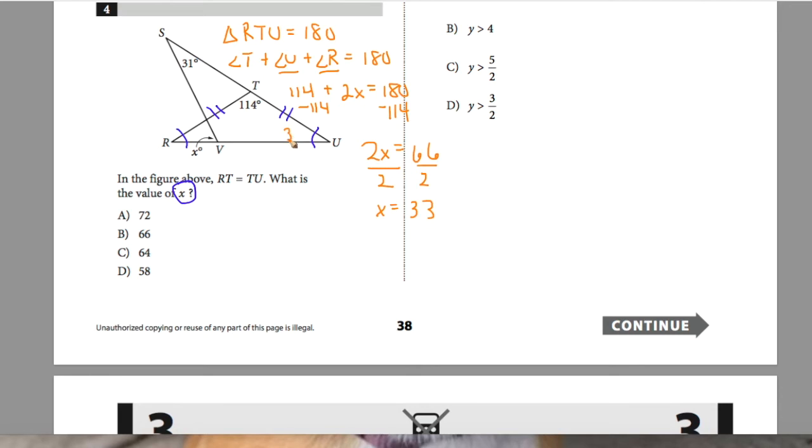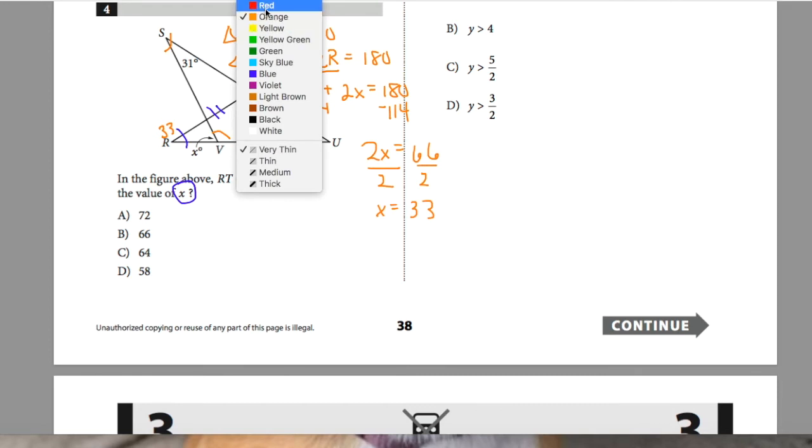So the angle for U is 33, and the angle for R is 33. Now, let's think back. Why did I end up doing this? What was the intention? Well, that's because now I can solve for S, V, and U being that separate triangle. So I'll put those in a different color so you guys can clearly see.